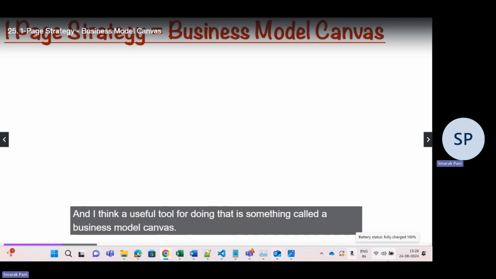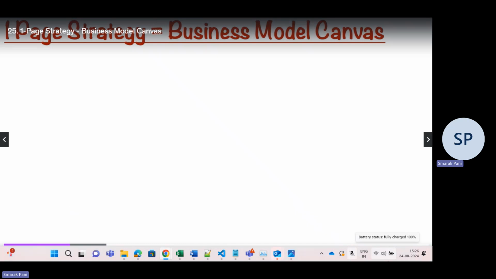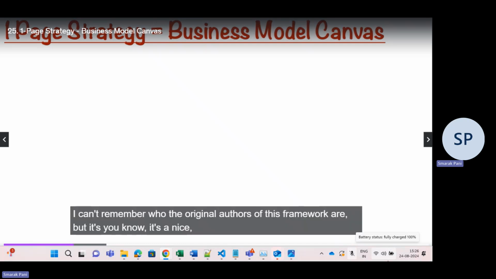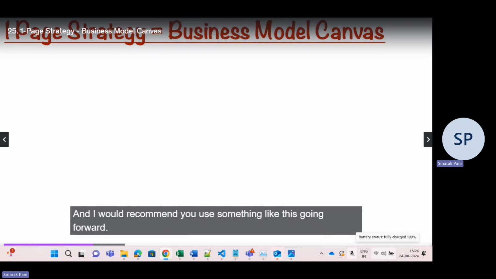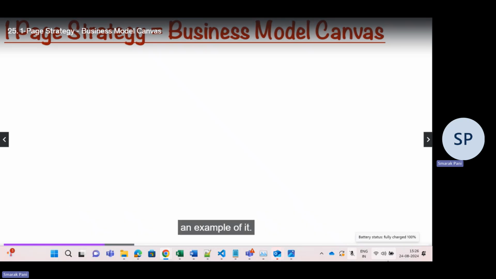And I think a useful tool for doing that is something called the business model canvas. I can't remember who the original authors of this framework are, but it's a nice, simple way to articulate strategy, and I would recommend you use something like this going forward. So I'm going to explain the business model canvas and the different elements, and then I'll show you an example of it.